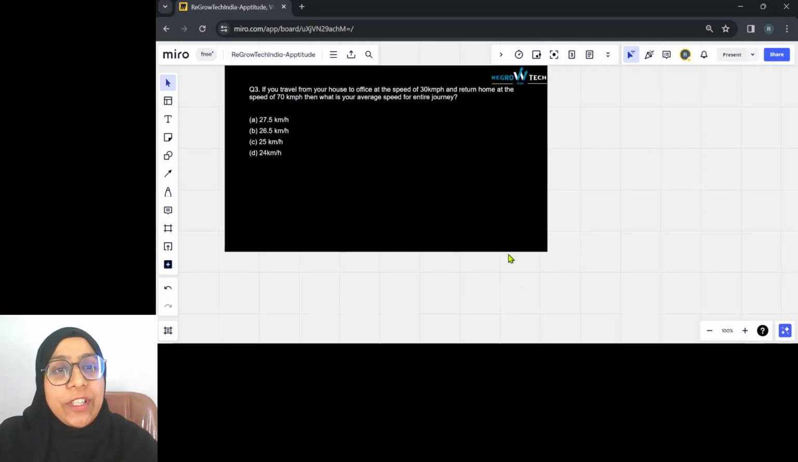So, the next question is to calculate the average speed. If you travel from your house to the office at a speed of 30 kilometers an hour, and return home at the speed of 70 kilometers an hour, then what is the average speed for the entire journey?